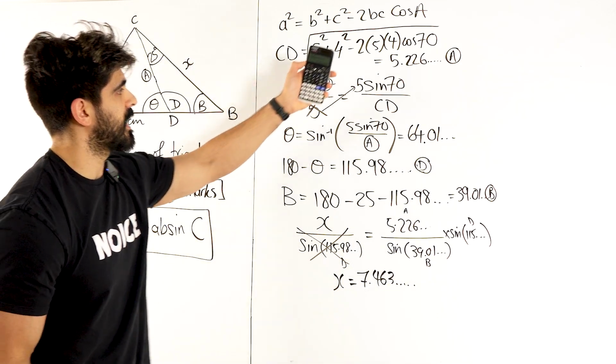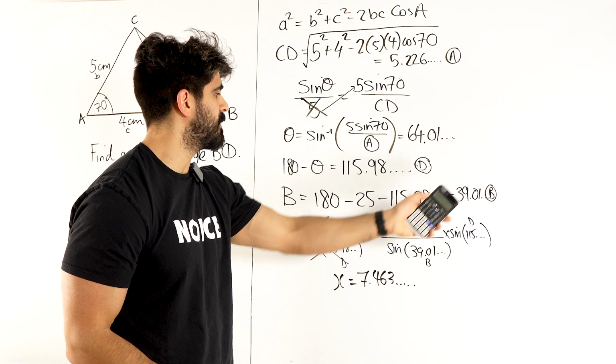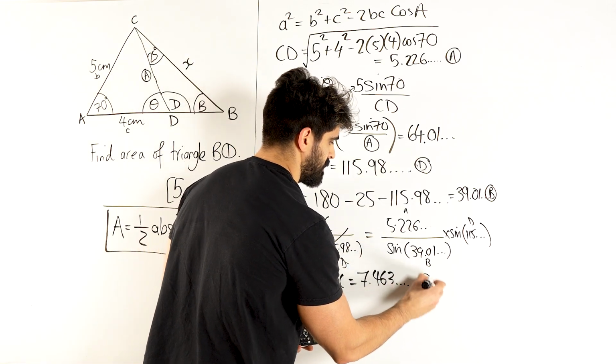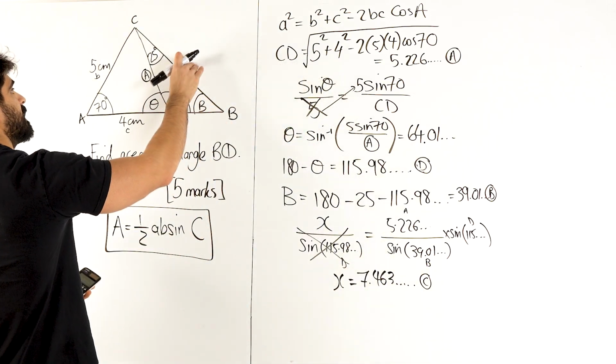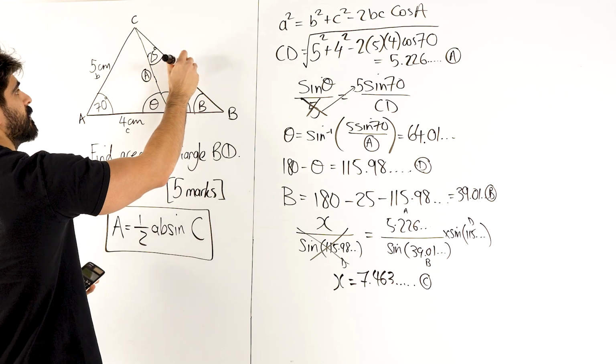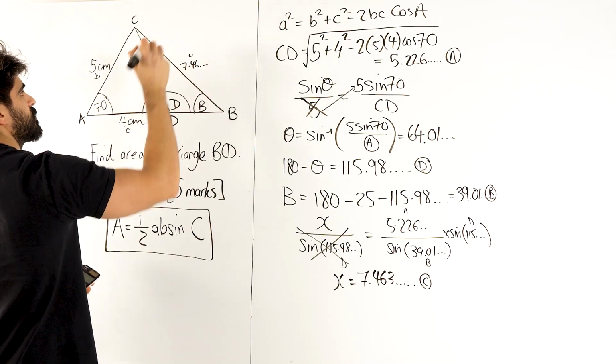So what have I used? I've used A, D, B. I've not used C. So I'm just going to use that as the letter C. So this letter here, guys. So this here is that 7.46 dot dot dot, which I've stored as C.